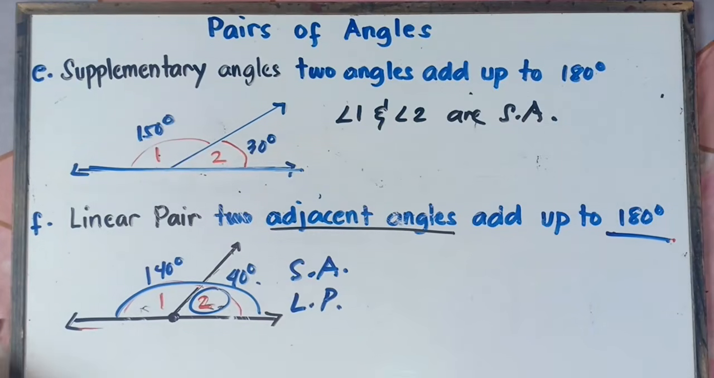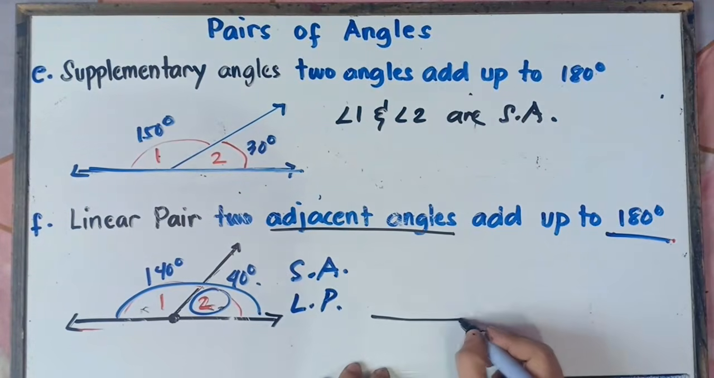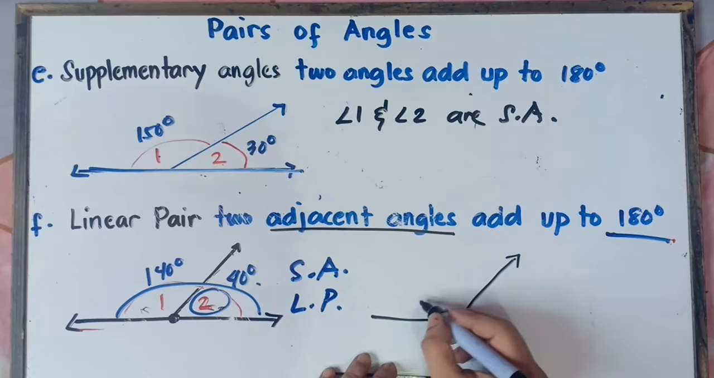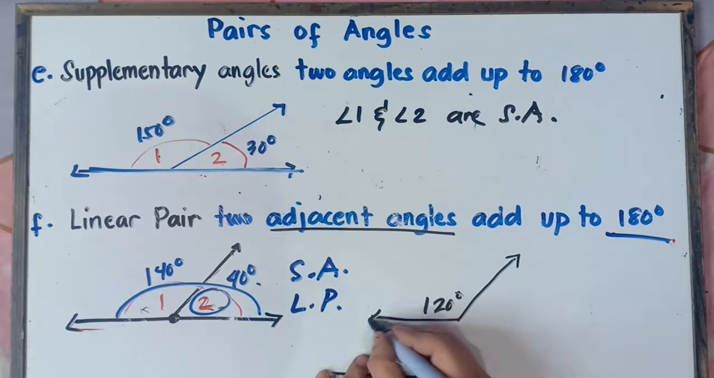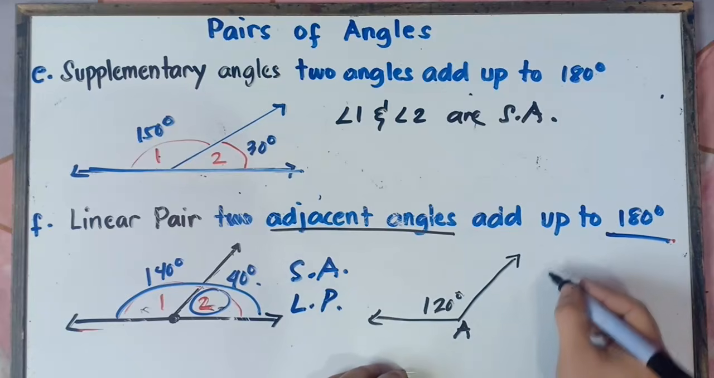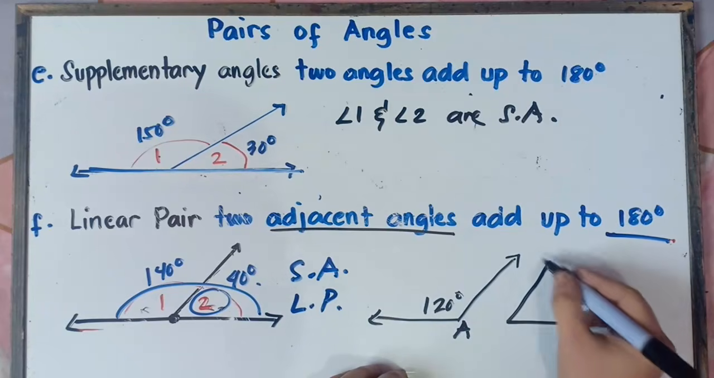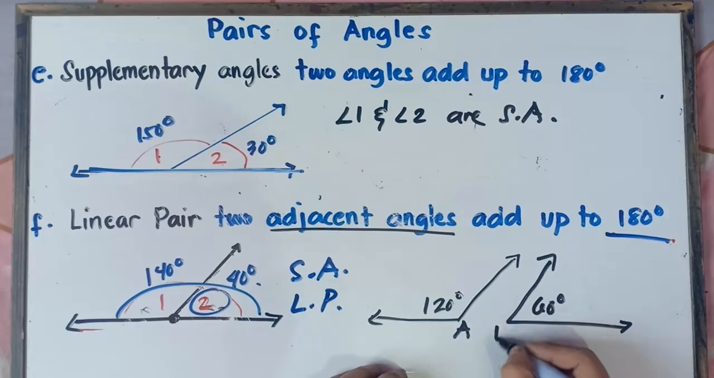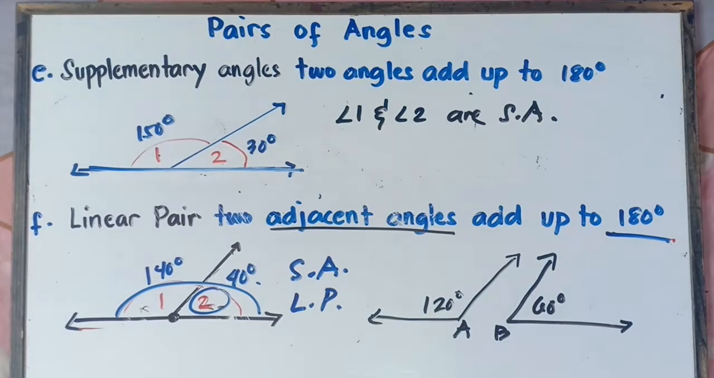Let's have another example, class. This is 120 degrees. This will be angle A. And this is 60 degrees for angle B. Question, class. If you add the two angles, angle A plus angle B, that would be 180, right?